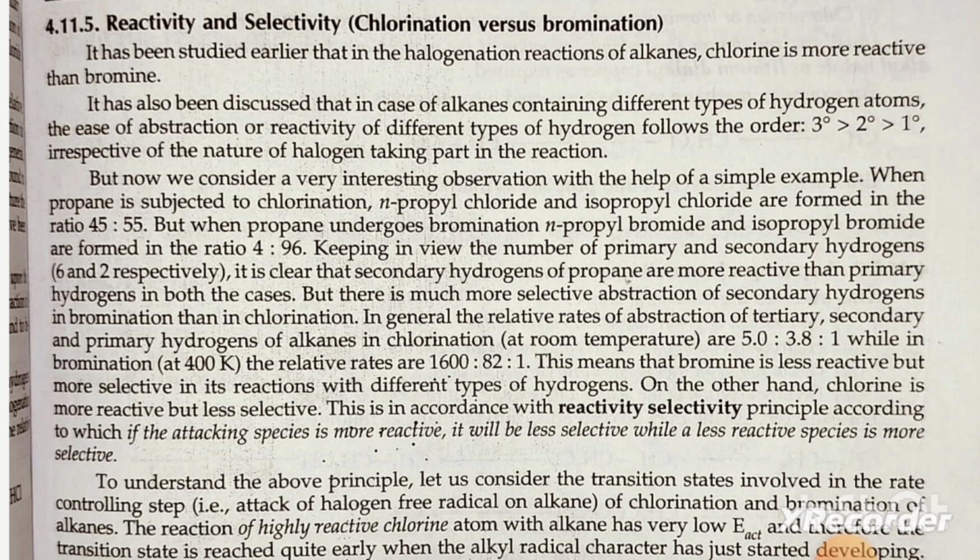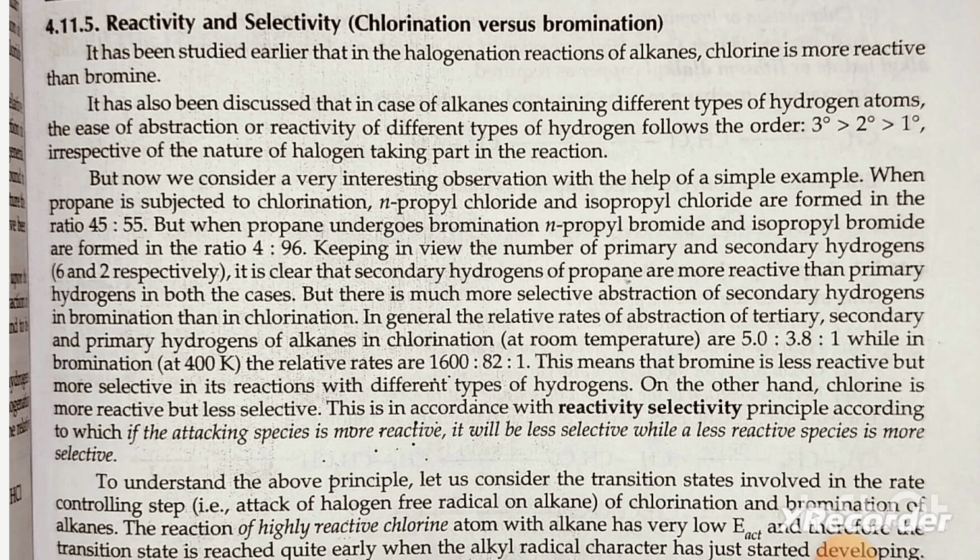But now we consider a very interesting observation with the help of a simple example. When propane is subjected to chlorination, n-propyl chloride and isopropyl chloride are formed in the ratio 45:55. But when propane undergoes bromination, n-propyl bromide and isopropyl bromide are formed in the ratio 4:96. Keeping in view the number of primary and secondary hydrogens, 6 and 2 respectively, it is clear that secondary hydrogens of propane are more reactive than primary hydrogens in both cases. But there is much more selective abstraction of secondary hydrogen in bromination than in chlorination.